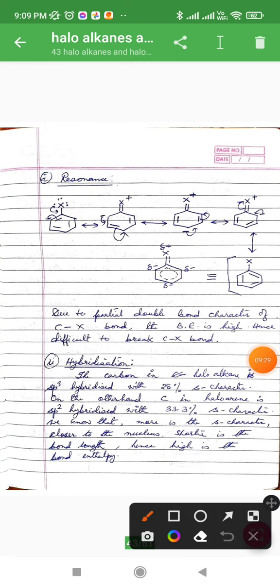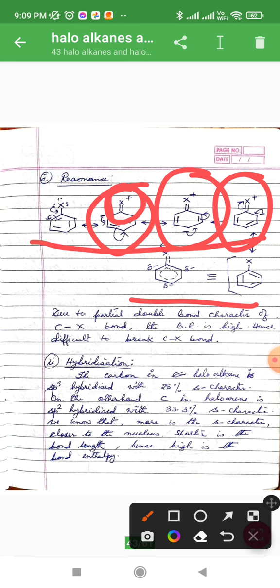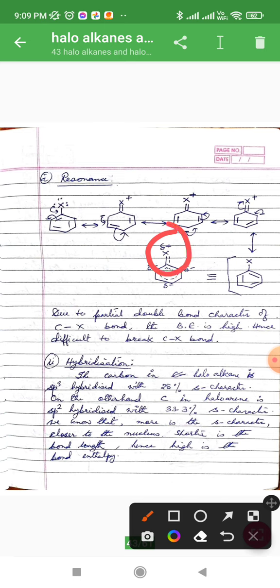When we draw the resonance structure again, you may have noted that out of these 5 structures, in 3 structures the carbon and halogen bond has a double bond character. And when we see the resonance hybrid, you can see there is a partial double bond character between carbon and halogen. Now, when there is a partial double bond character, definitely the bond length is less because double bonds are shorter than single bonds. Now when the bond length is short, bond enthalpy will be high. So it will be very, very difficult to break these bonds to carry out any nucleophilic substitution reaction. So that is one of the factors.